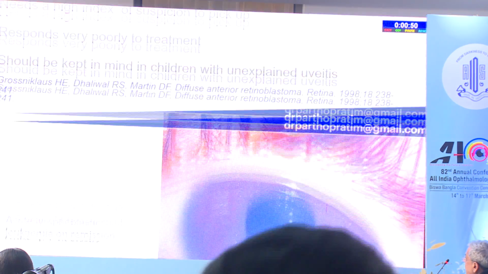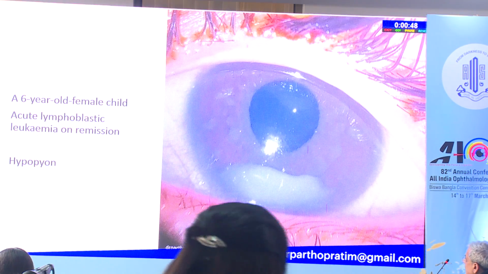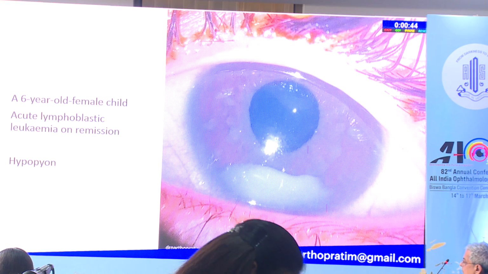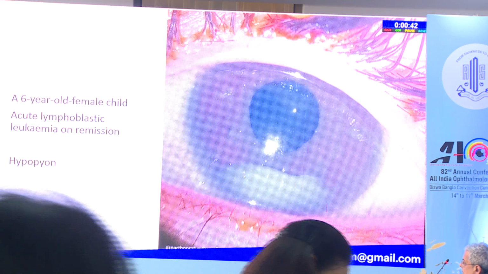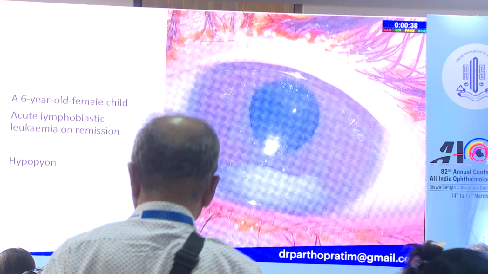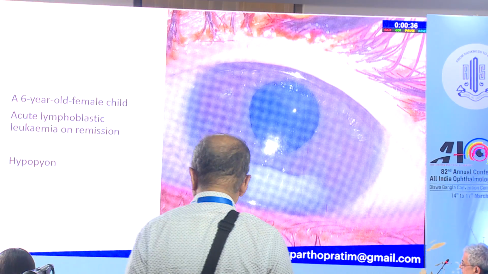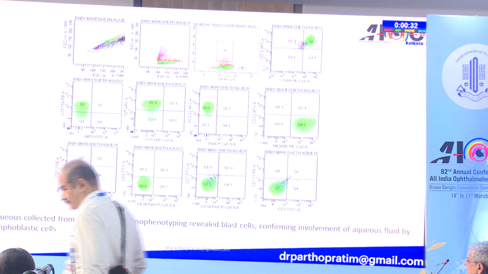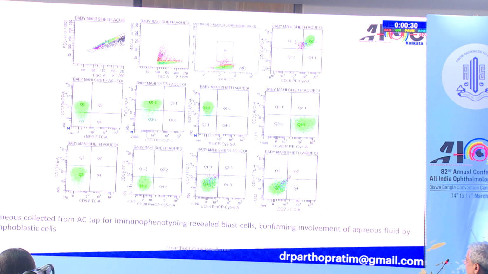Another patient, you see here, a 6-year-old female child, a case of acute lymphoblastic leukemia in remission. The child was doing well, suddenly presented with a hypopyon uveitis like this, and that's the time we realized that the child was having a relapse of the malignancy. We did an AC tap, and the aqueous collected showed that these were not inflammatory cells, these were lymphoblastic cells which had come to the anterior chamber.